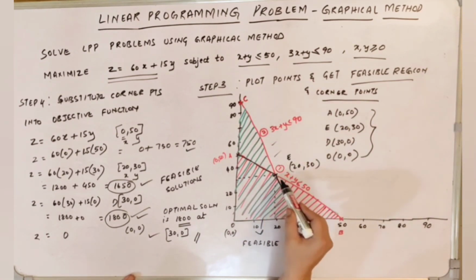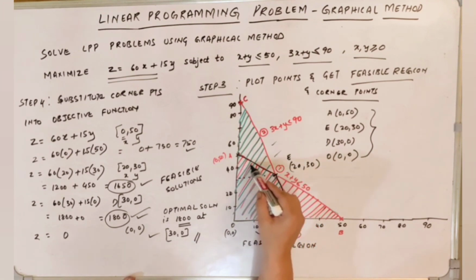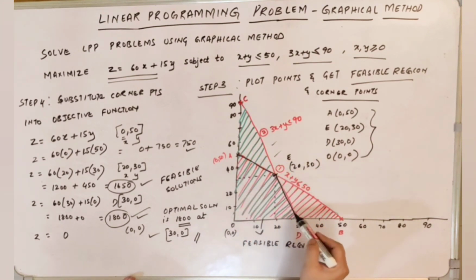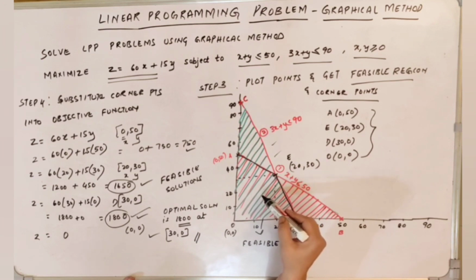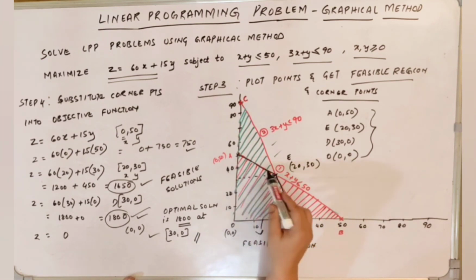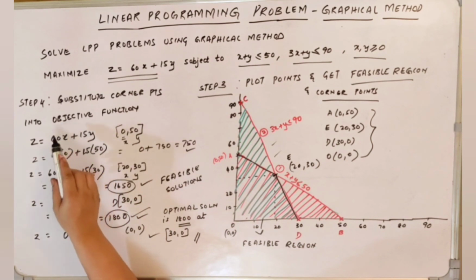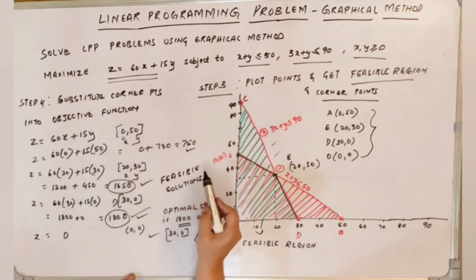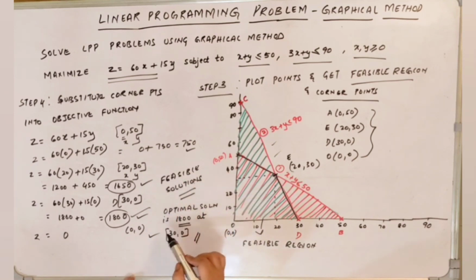Then you will find the overlapping region where all the points meet. In this case, this is the maximum shaded portion where both the shadings overlap. So this region is called the feasible region. Once we obtain the feasible region, we'll get the corner points of the feasible region. Use those corner point values, substitute in the objective function, and we'll get a number of feasible solutions. Once we get feasible solutions, we'll pick either the maximum or minimum based on the question, and we'll get the optimal solution.